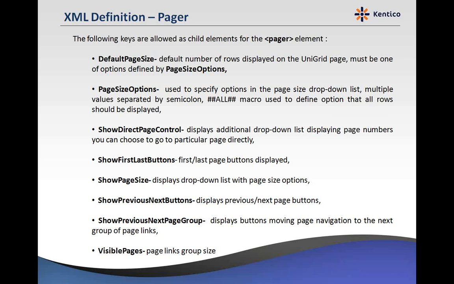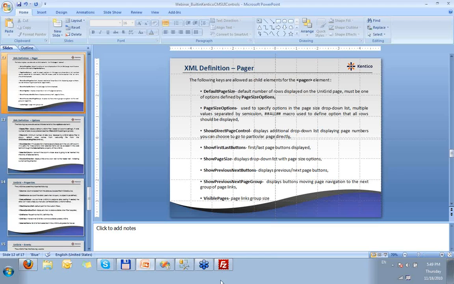You can disable showing the page size drop-down list using the show page size attribute, and you can also define the maximum number of pages displayed in the navigation, group those pages, and you can display the drop-down list for displaying the groups of pages. So let's take a look how it works.